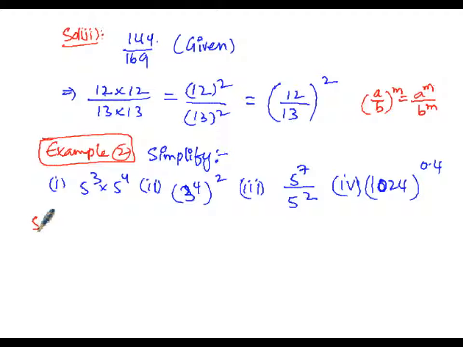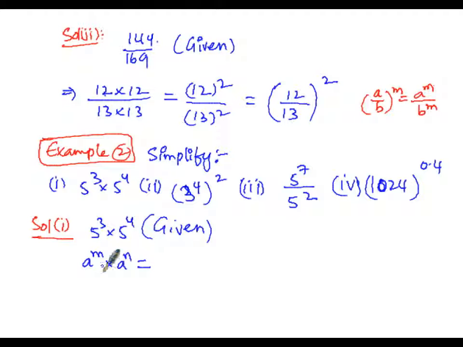Solution number 1. Here in this first solution, 5^3 into 5^4 is given. This is similar to the first law of indices, that is a^m into a^n. Since the bases are equal and the symbol in between is multiplication, we can add up the exponents, that is a to the power of m plus n.